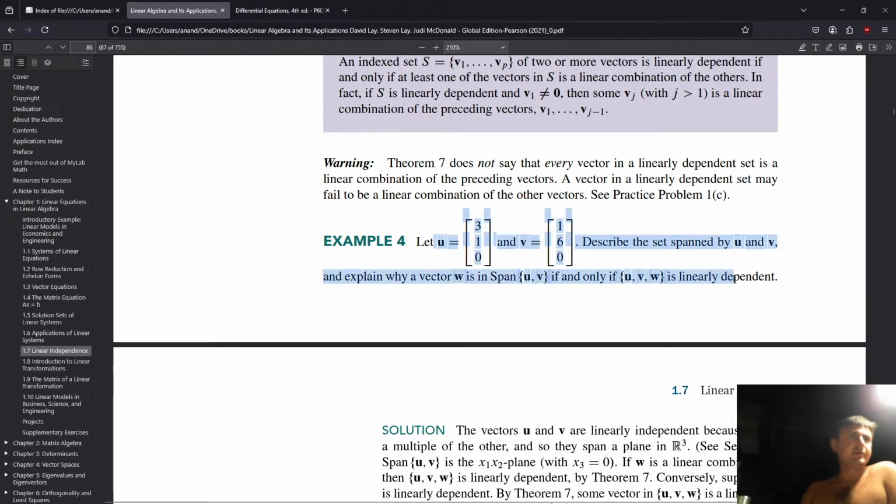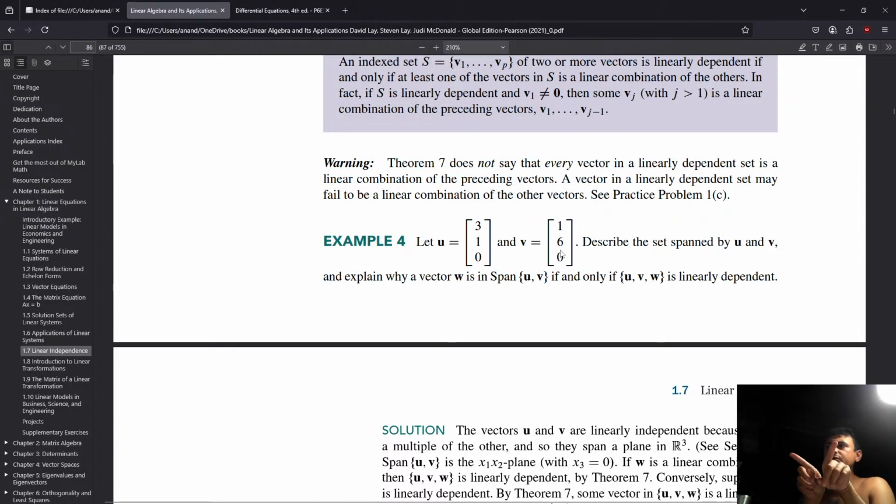This is clearly independent, so it makes a plane. It's basically the set spanned by two linearly independent lines, which makes a plane in R3. So it's a plane in R3.